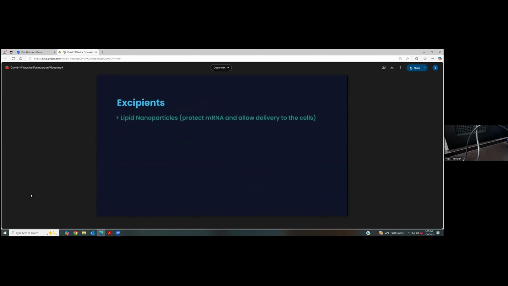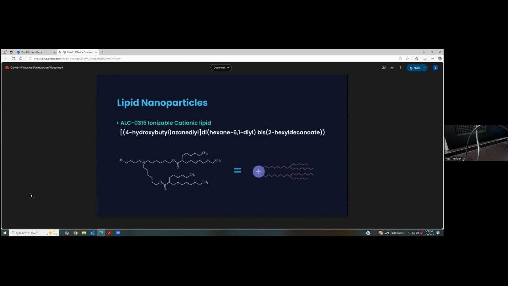Excipients include lipid nanoparticles protecting the mRNA and helping in its delivery to the cells. Four types of lipids are used: ALC-0315 ionizable cationic lipid, DSPC non-cationic lipid, ALC-0159 pegylated lipid, and cholesterol. The chemical structure of ALC-0315 ionizable cationic lipid is shown in the left bottom corner.